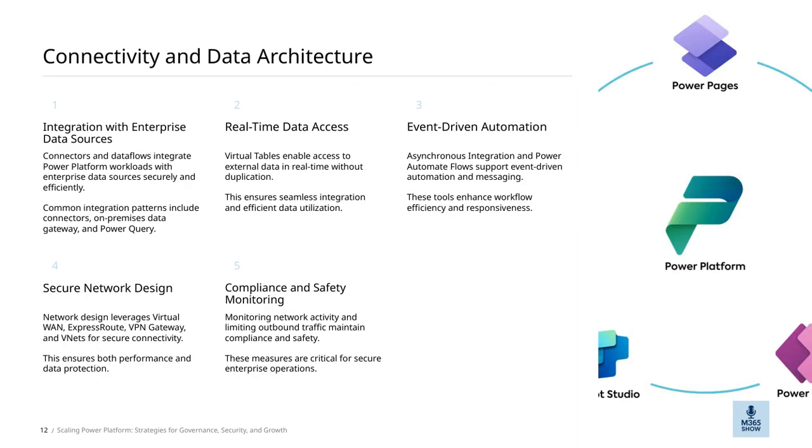Let's take a closer look at connectivity and data architecture, which is a crucial part of scaling the Power Platform effectively. First, monitoring network activity and limiting outbound traffic are essential steps to maintain compliance and ensure safety. These measures help us keep enterprise operations secure and compliant with regulations.